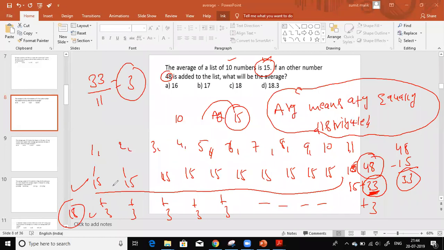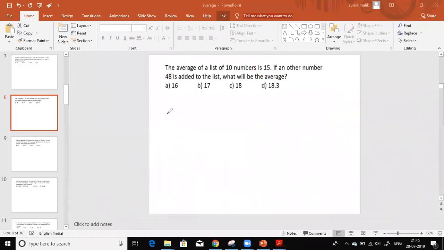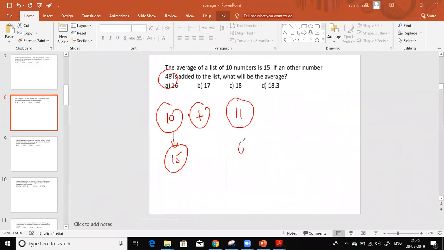Okay, this 11th number is added to the list. It is 48. Listen, these are the 10 numbers. The average of the 10 numbers is 15. Now what am I adding? I am adding one number. What is the 11th number? This 11th number is 48. You tell me one thing. How much greater than the average is it? It is 33 more than the average.